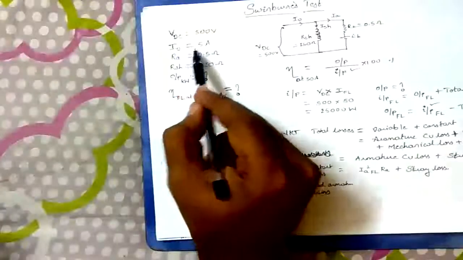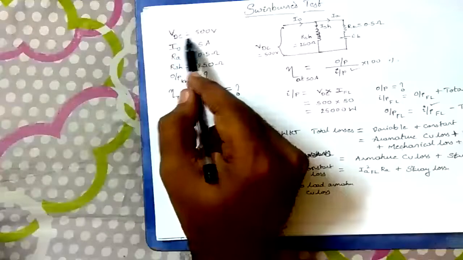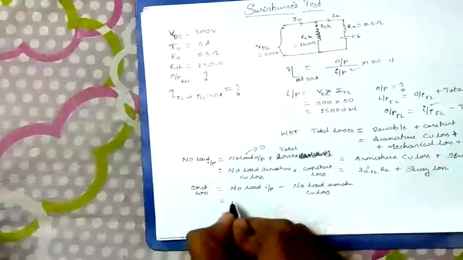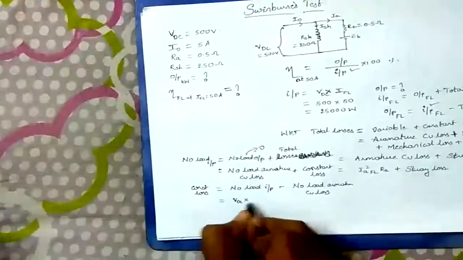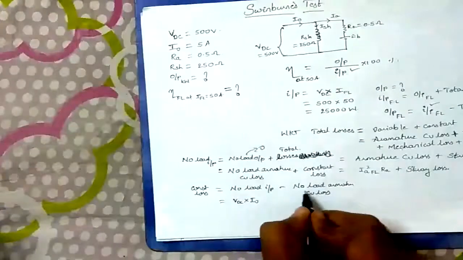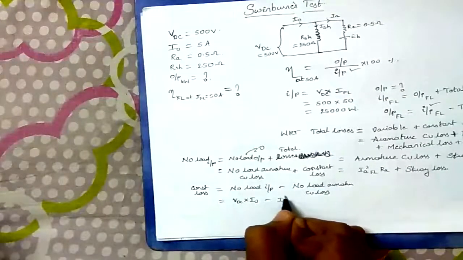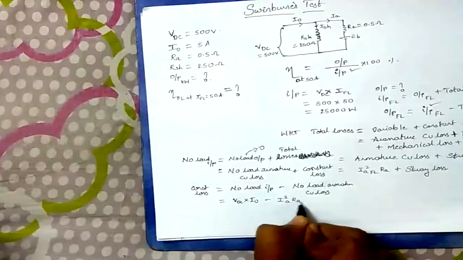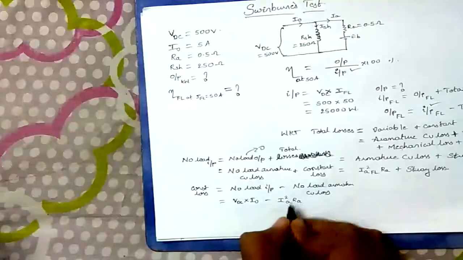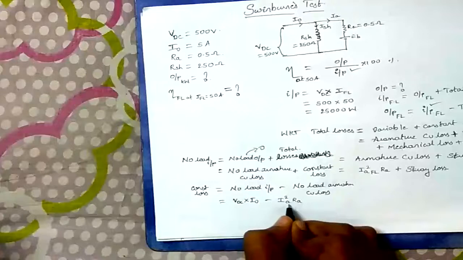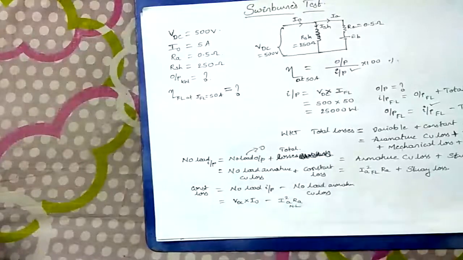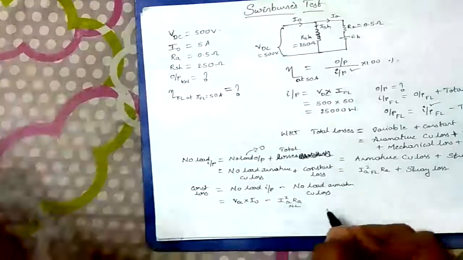So how to calculate no load input? We know that no load current is 5 ampere, whereas the applied voltage is 500 volt. So it will be just VDC into I naught. Whereas no load armature copper loss, the formula is I square A into RA. RA is constant, but since it is no load condition, I have to calculate IA at no load.